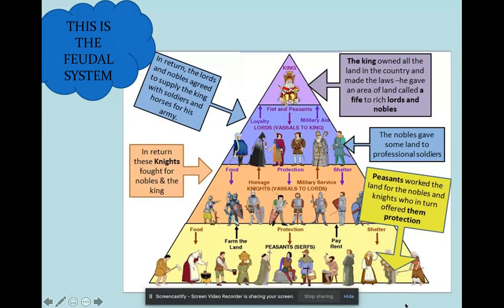At the top, you have the king, then you have lords, okay? And they supply the king with soldiers for his land. Then below the lords, you have the knights, and they are basically the soldiers that work for the king and the lords. And then the peasants at the bottom are the people who farm the land and ensure that there is food for everyone. Obviously, on this, there is a lot more detail, and if you want to pause the video and read in a bit more detail, there is more on there now.